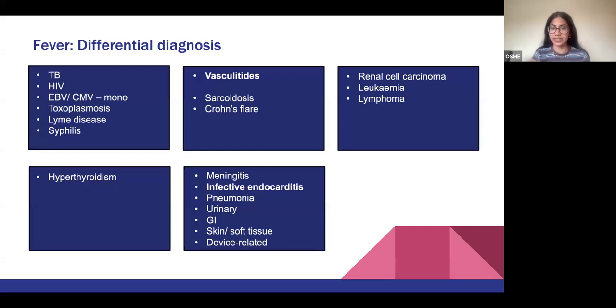Also looking for any devices. So look at the catheter, look at any central lines that they've got in to see if it's a device-related infection or ventilator-associated pneumonia.